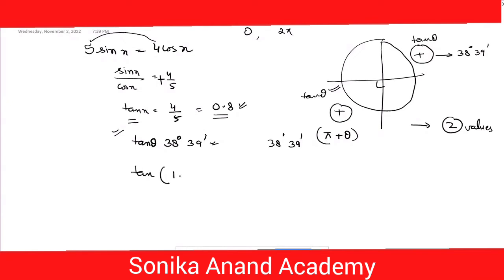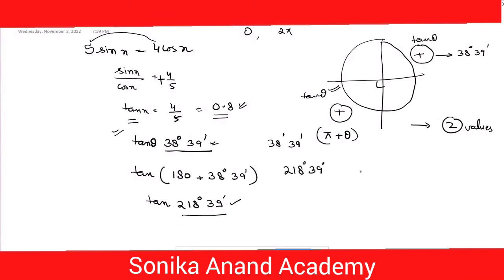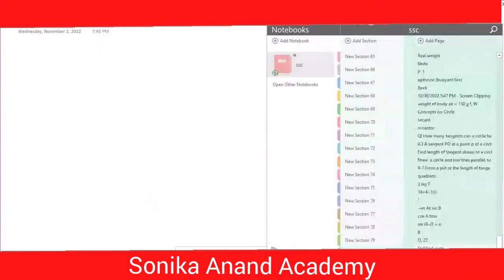Now you understand why they add 180 to 38 degree 39 minute: because of these quadrants, they have two values. Students should not always be confused in two values, like one in radian and one in the other form. No, that is a different thing. But here it has two values: 38 degree 39 minute, and moreover 218 degree 39 minutes.